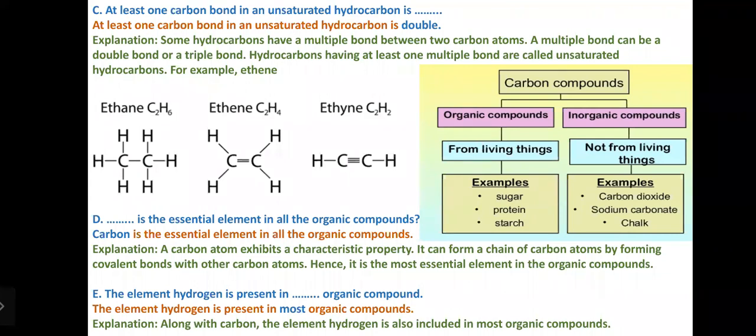Another question is D: blank is an essential element in all organic compounds. What is essential in all organic compounds? The answer is carbon. Carbon is the essential element in all organic compounds. Explanation: carbon atom exhibits a characteristic property. It can form a chain of carbon atoms by forming covalent bonds with other carbon atoms. Hence, it is the most essential element in organic compounds. So carbon shows a property that it forms a chain.